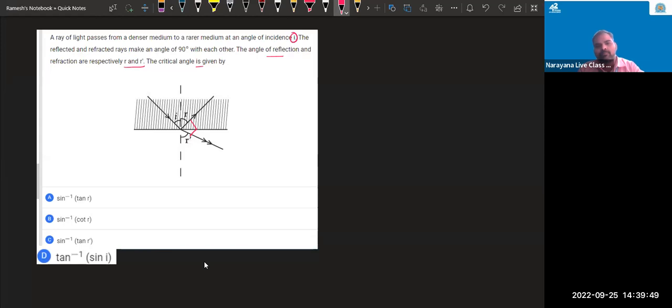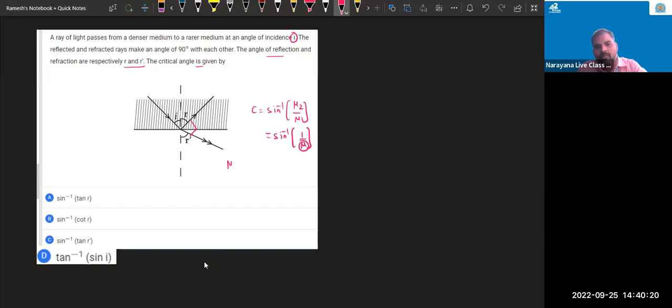I know. C is equal to sin inverse of mu2 by mu1, no? Yes or no? Mu2 value is 1 by mu. Correct or not? Mu value you should find. How to find it? Tell me.